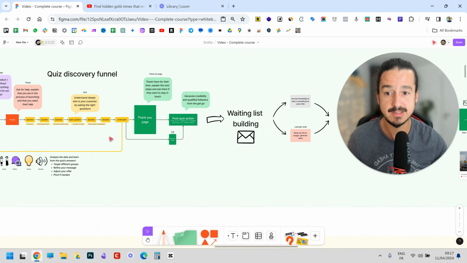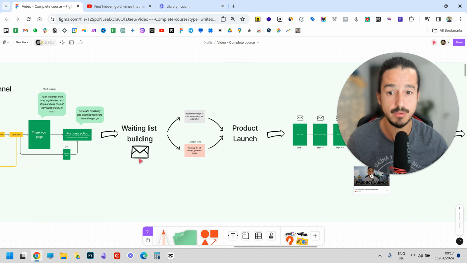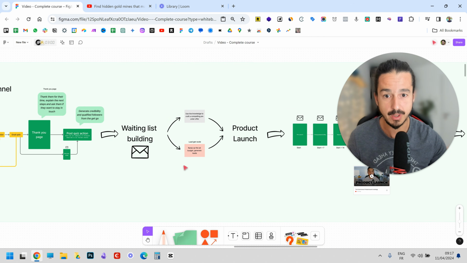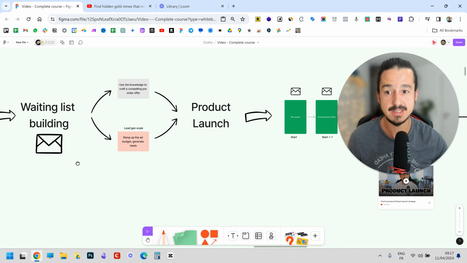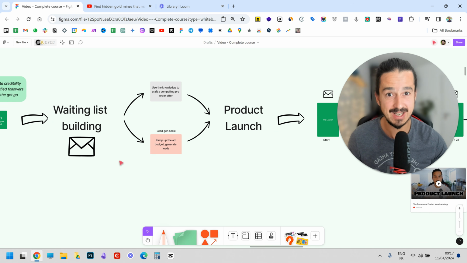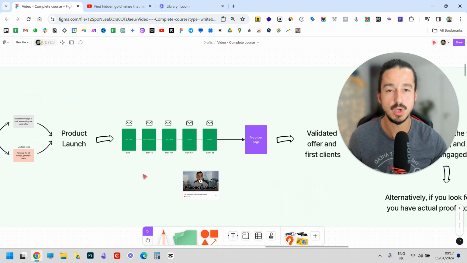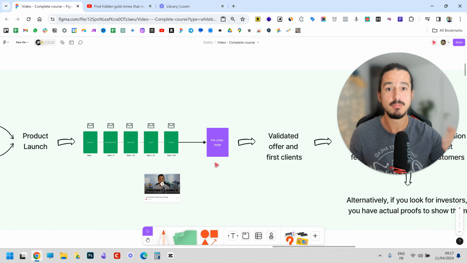While you are doing that, refining your offer, the waiting list is growing. Once you know that you've got the right offer, you can scale the waiting list building. So you scale the ads and the waiting list is growing. And then we go to another sequence, which is extremely important, which is the product launch sequence that involves several emails in the course of 1 month.